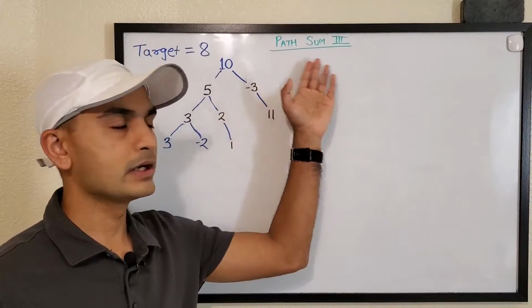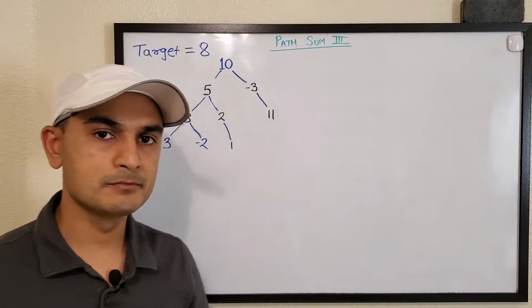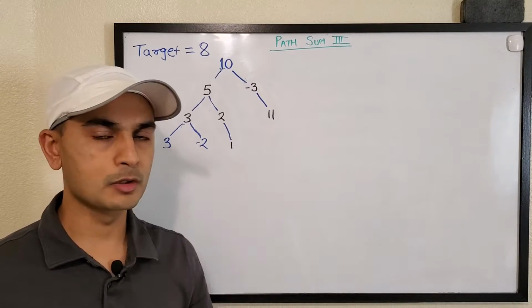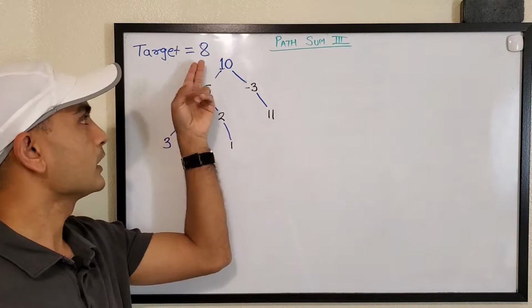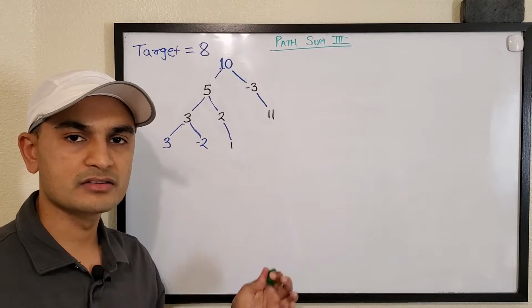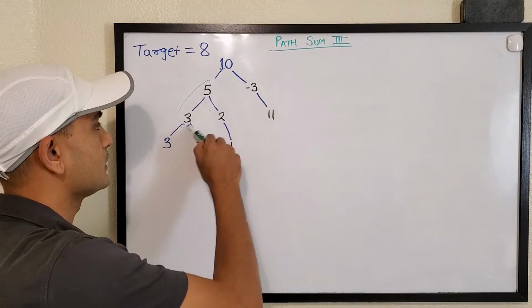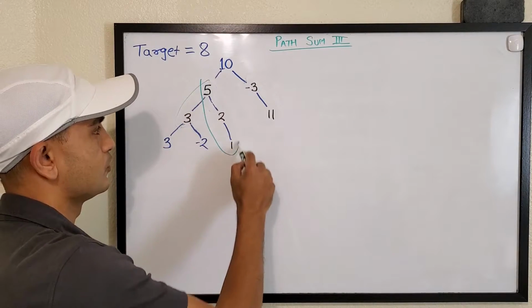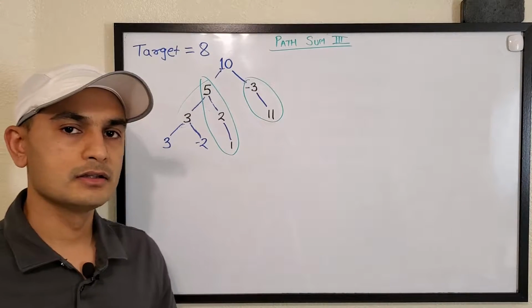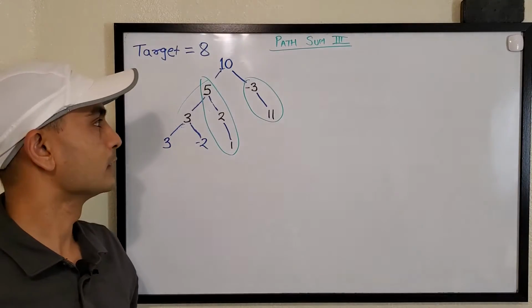Okay, this is our whiteboard for the Path Sum 3 problem, and we have this tree exactly the same as in the problem description, and our target sum is 8. As we can see, there are 3 paths: 5, 3, then 5, 2, 1, and then -3 and 11. These 3 paths give us the target sum equal to 8.